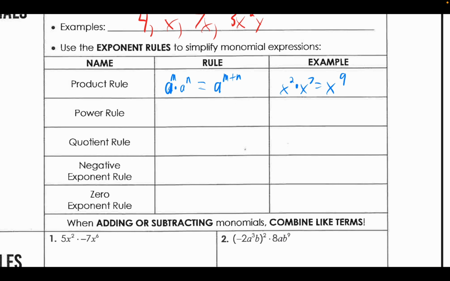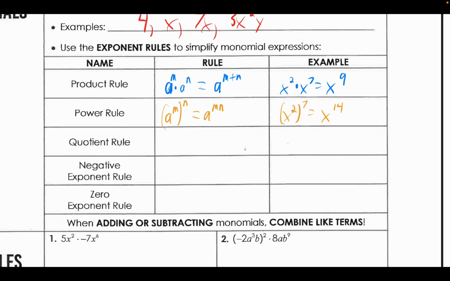Next, the power rule. So if I were to have some base a raised to the power of m, and outside the parentheses that is raised to the power of n, well, this ends up becoming a to the power of m times n. We multiply the exponents together. And the same thing is true if you have multiple things inside that parenthesis. And so, for example, here, if I were to have x to the power of 2 to the power of 7, we multiply 2 times 7 and get x to the power of 14.